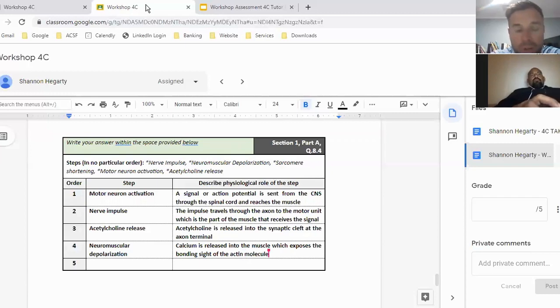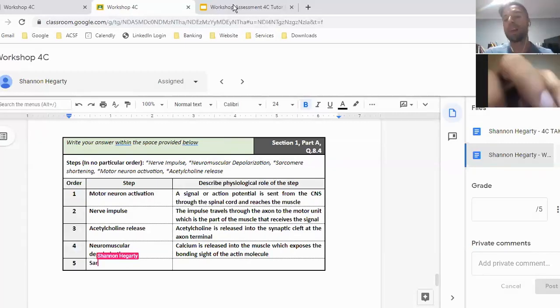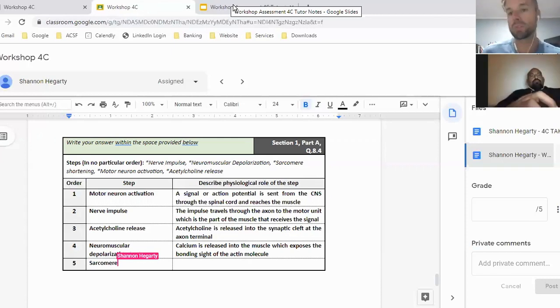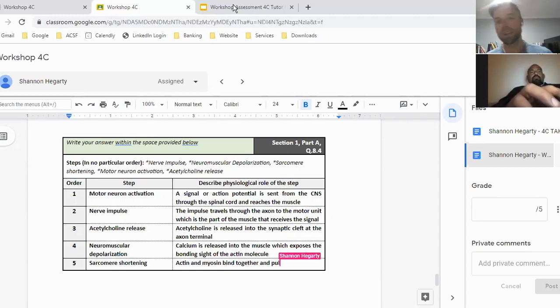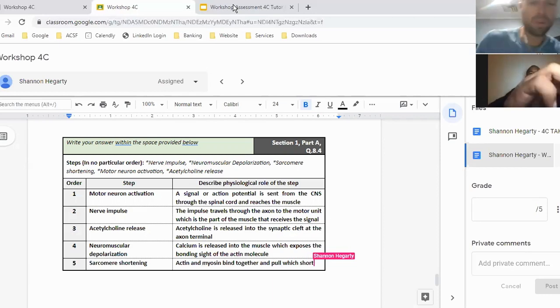And then the last one is what we call sarcomere shortening. Then I would write there, actin and myosin molecules bind. Actin and myosin are the two proteins within the muscle. Myosin binds together and pulls, which shortens the sarcomere and contracts the muscle fiber. That's just the physiology behind it.